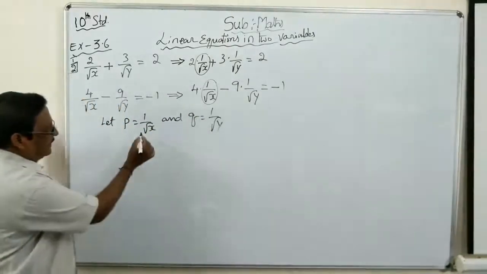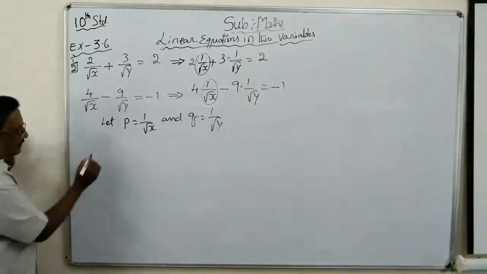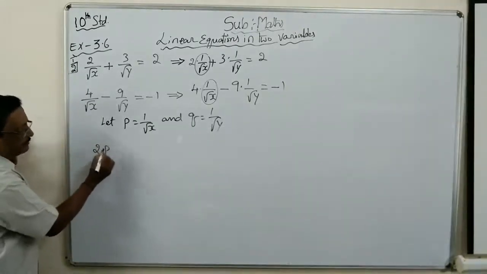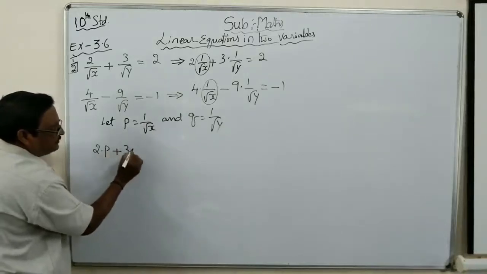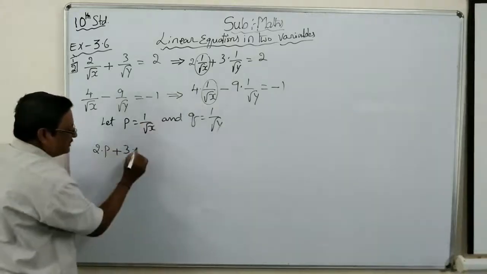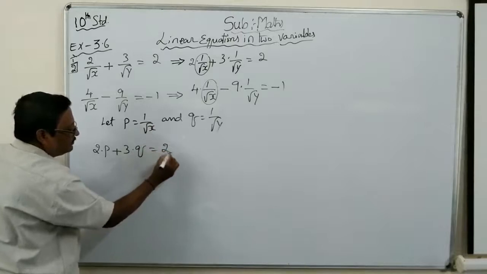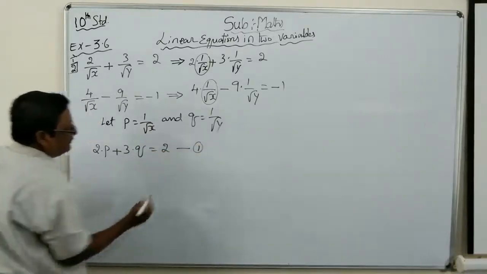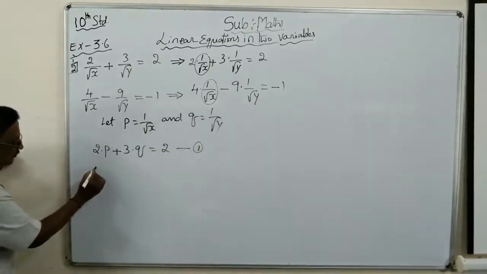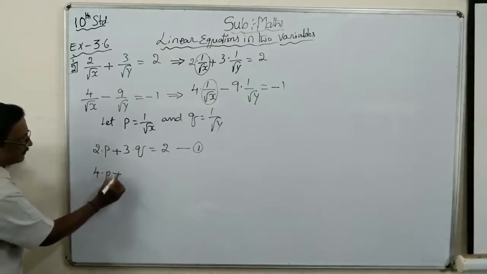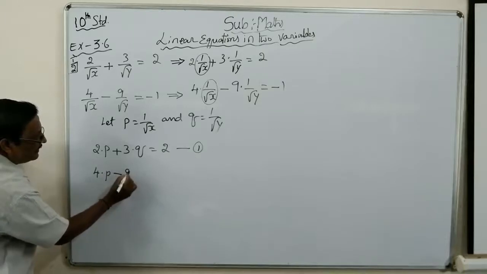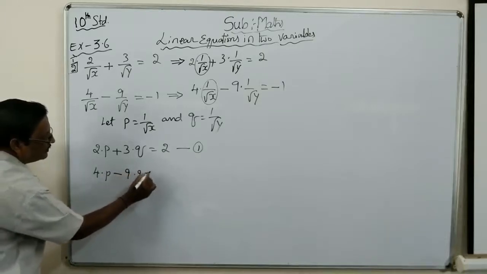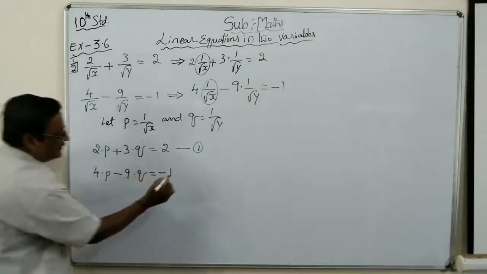Where it is 1 by root x, you substitute p: 2 into p plus 3 into, 1 by root y is nothing but q, is equal to 2. This is equation number 1. Equation number 2: 4 into p minus 9 into q is equal to minus 1. This is equation number 2.